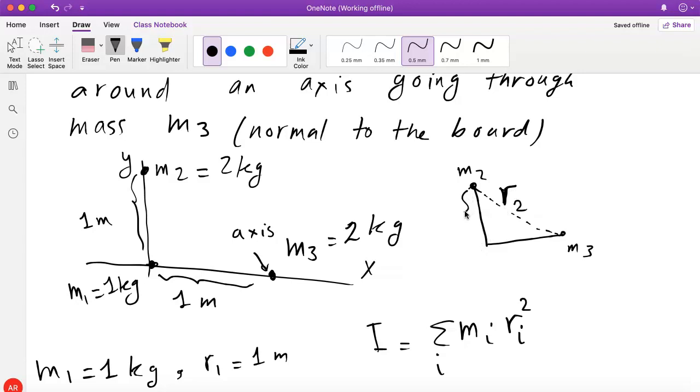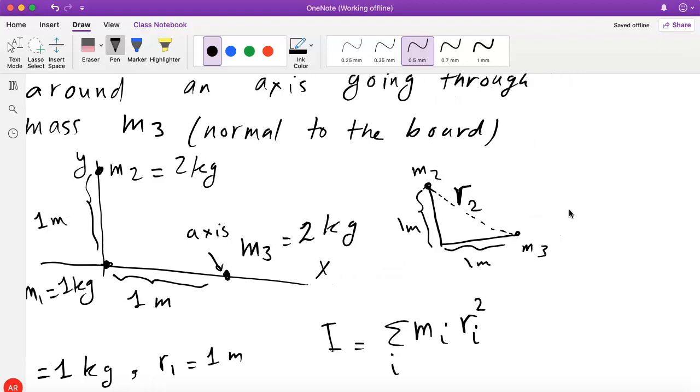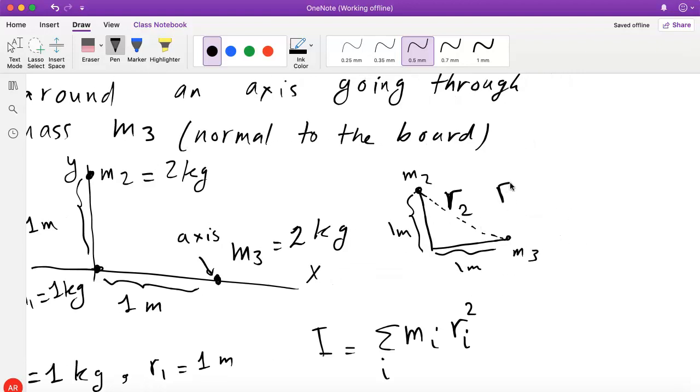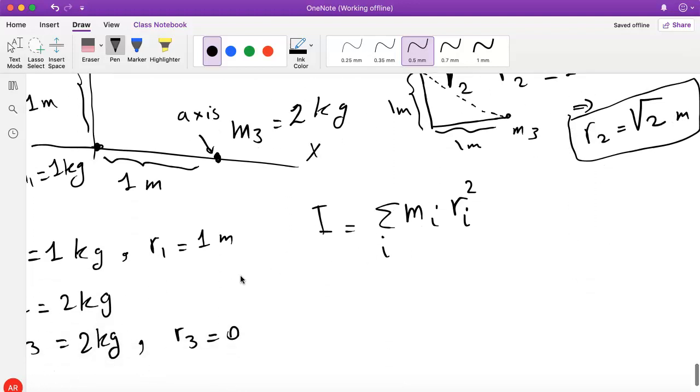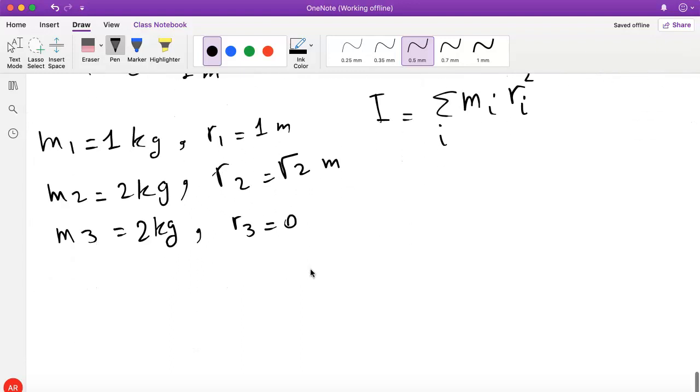that from here to here we have 1 meter. From here to here we also have 1 meter. So if I look at this right triangle, I can write R2 squared is 1 squared plus 1 squared. So that's 2. That gives me R2 is square root 2 meters. Okay, so we now know what that is. Now let's just plug it in.